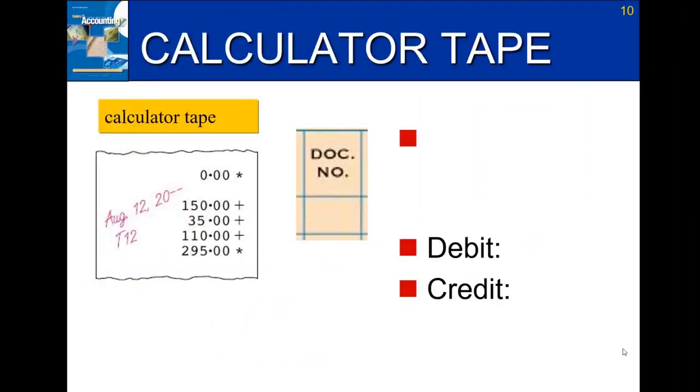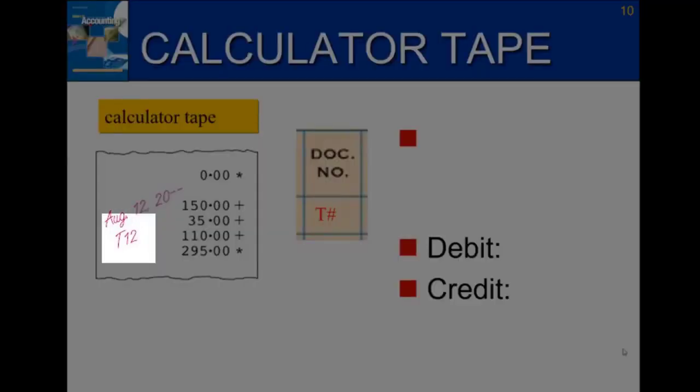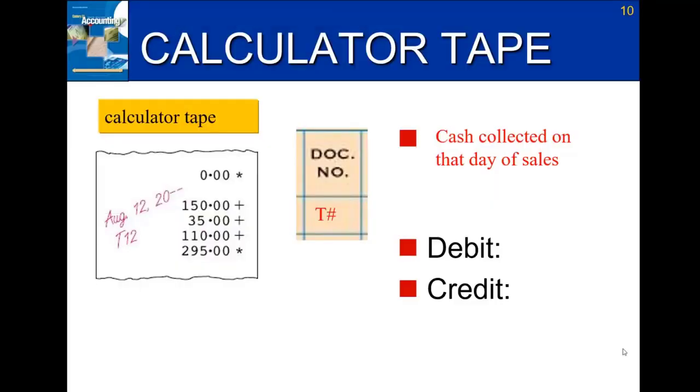Calculator tape is the next type of source document, and we record this on the document number column as T and then the number. So it will actually always tell you on the calculator tape, this one says T12, and that's what we'd use in our document column. Calculator tape is always used when you receive cash, but only on one specific day. I like to think of this as like garage sales use this, or sometimes concession stands, but it is receiving cash for only one specific day of sales.